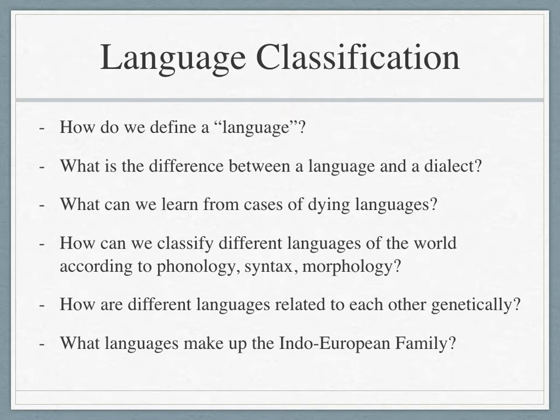How can we classify different languages of the world according to types of phonologies or syntaxes or morphologies, right? So different shapes kind of across the world's languages in a nutshell. We will talk about how languages are sometimes classified genetically and what that means when we say genetically. And then we will take just a brief look at the Indo-European family, which is the name given to the broad family of languages that English belongs to.